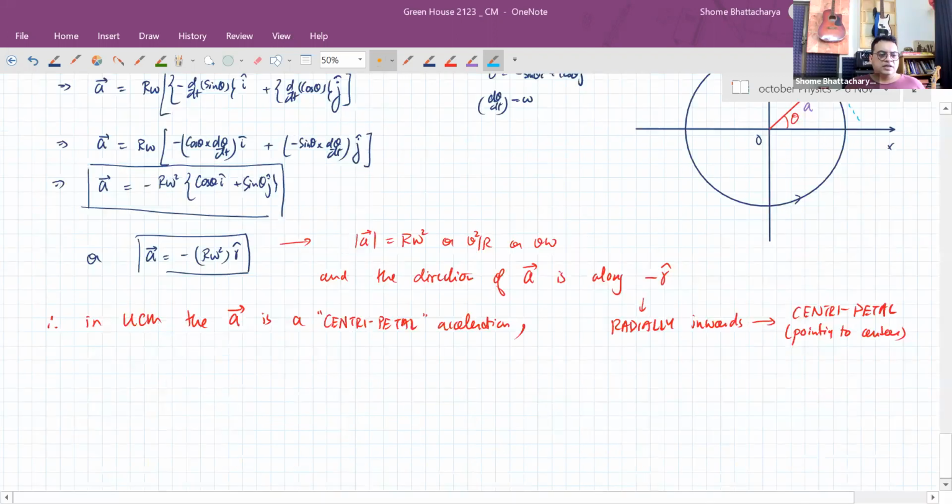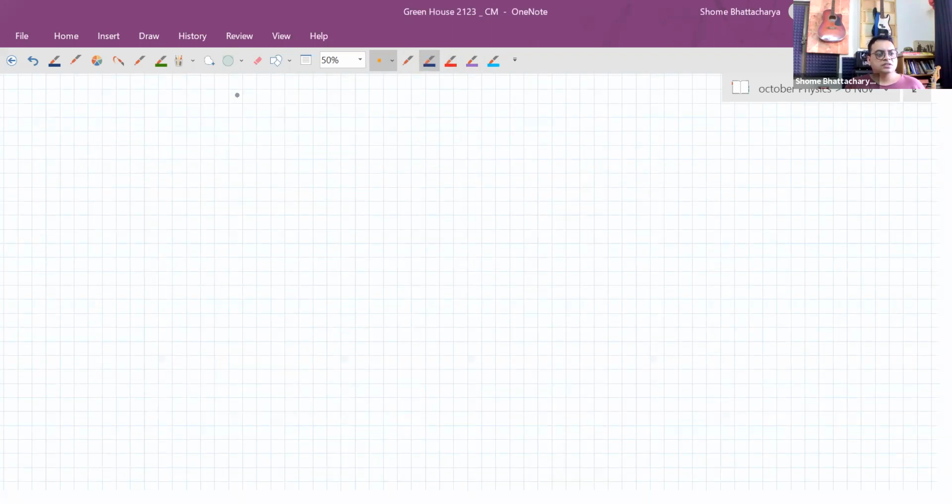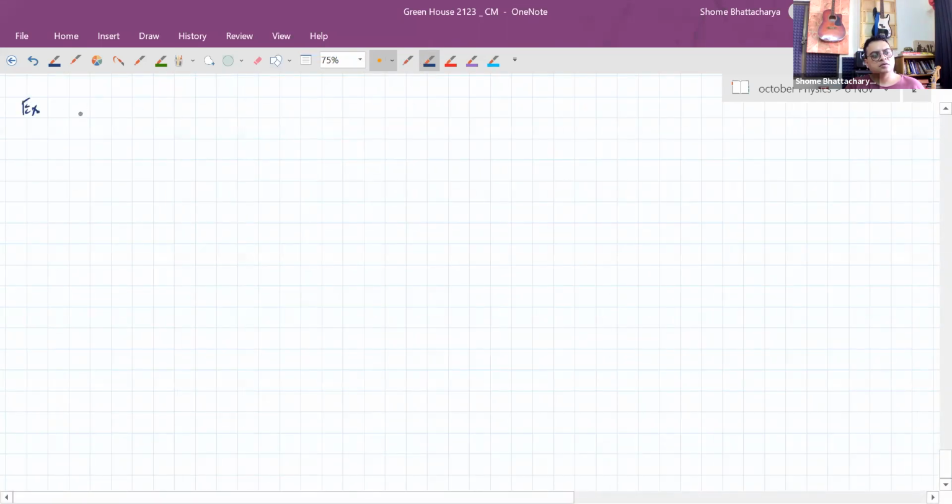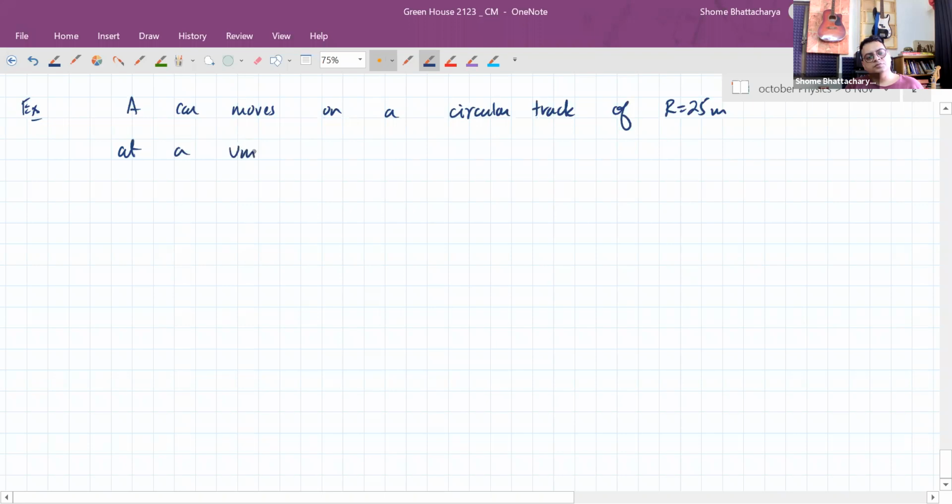Okay, so that is about centripetal acceleration in uniform circular motion. As a simple example, a car moves on a circular track of radius 25 meters at a uniform speed of 36 kilometers per hour.